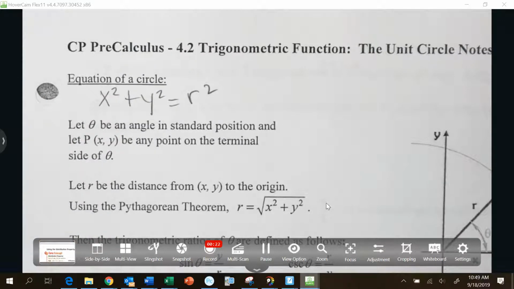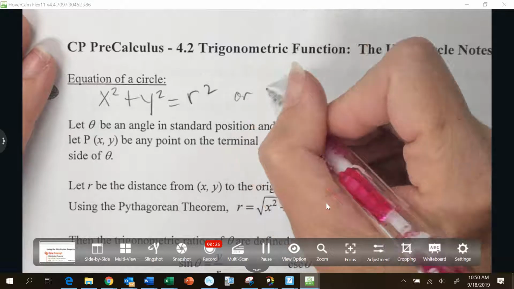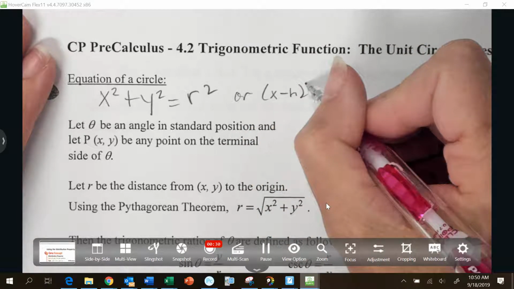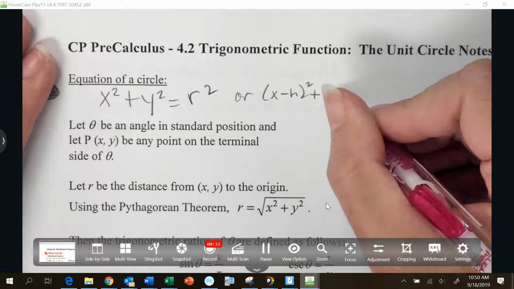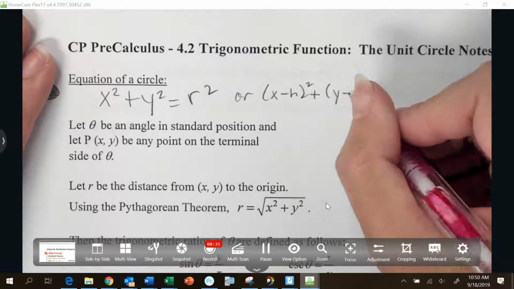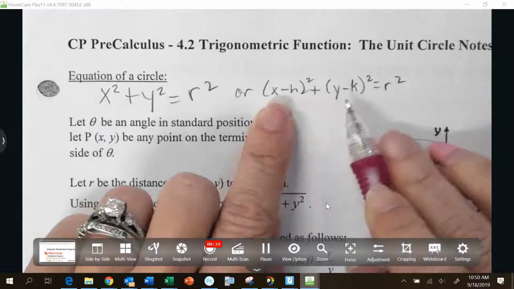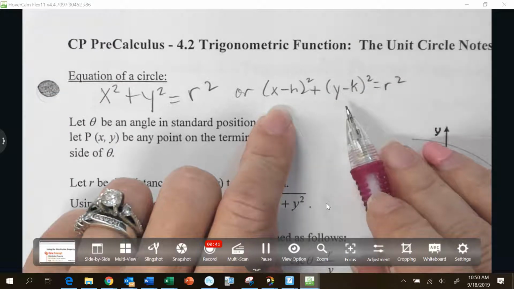And then there's also a form of that has transformations. We're not going to really need this form today or anything, but I do want to show you that form that has transformations, where you would translate left or right.